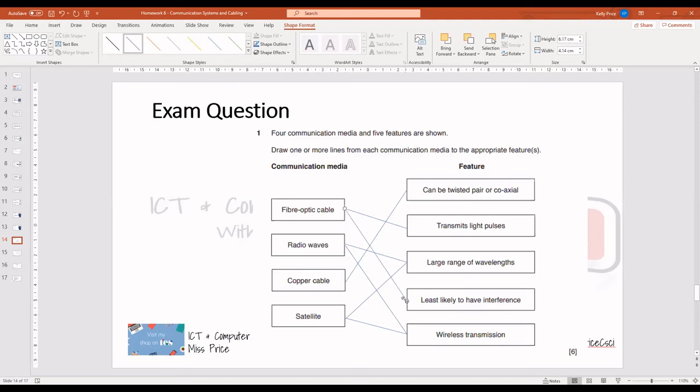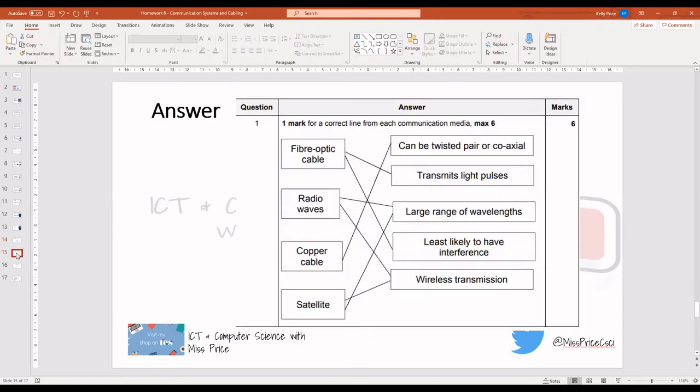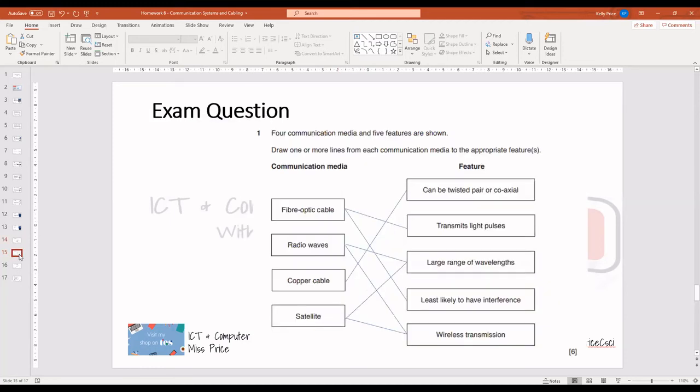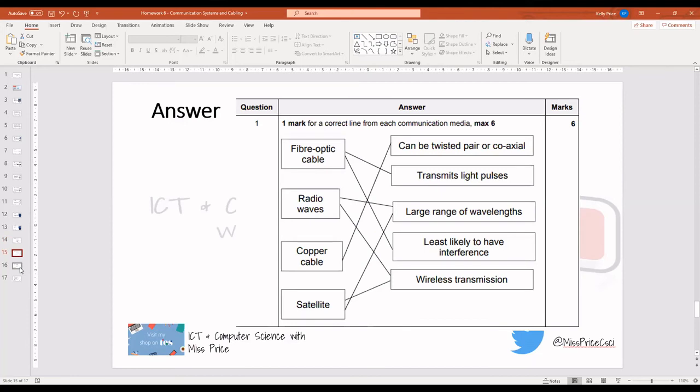Okay, so let's take a look at the answers. So satellite is wireless transmission, large range of wavelengths, done that. Yes, that's right. So copper cable is twisted pair. Yes, the fibre optic transmits and is least likely to have interference. Radio waves, yeah, large wavelengths, wireless, and yeah, I think I've got this right. Okay, right, next exam question. So these are so easy.